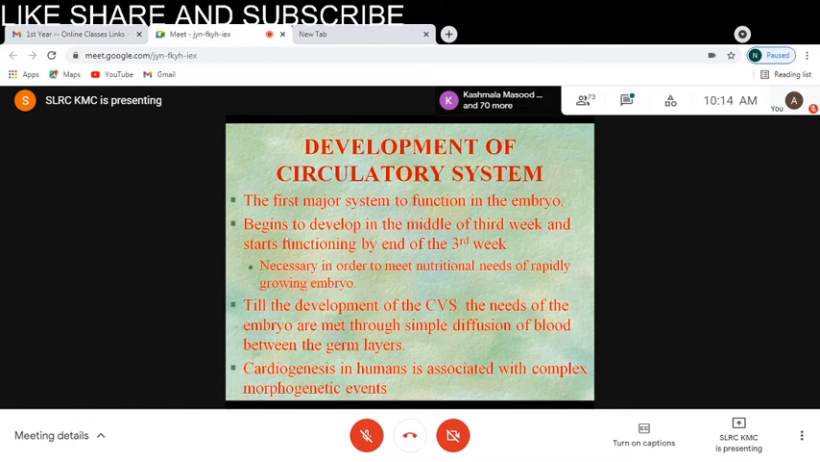Therefore, God has created this system. The cardiovascular system begins to develop in the middle of the third week, and it becomes functional by the end of the third week. Next.